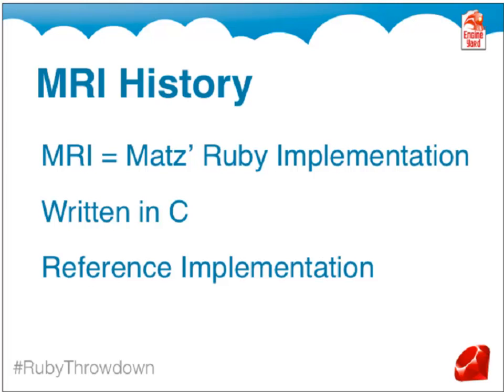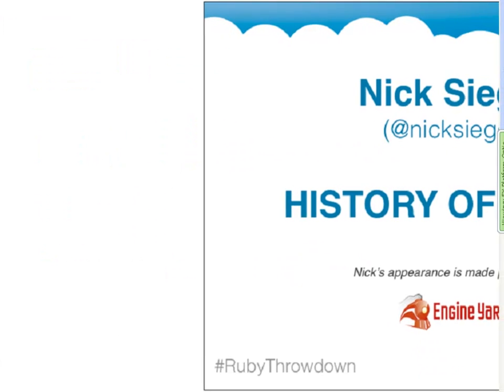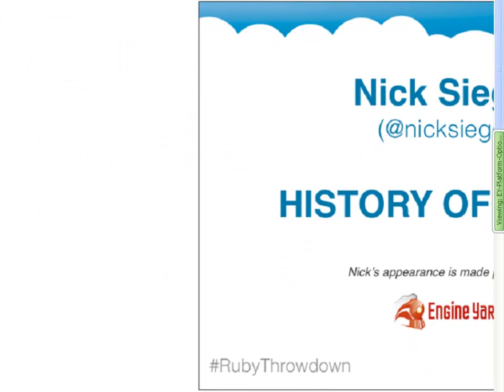Yeah, I guess that is it. Today, the modern VM is 1.9.2 for MRI's Ruby. So I guess I will hand it off to Nic now for JRuby.